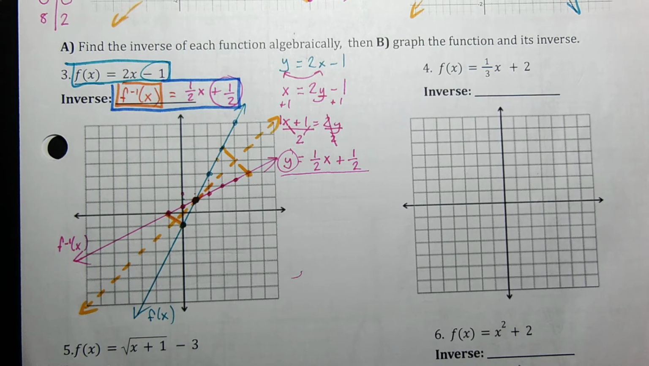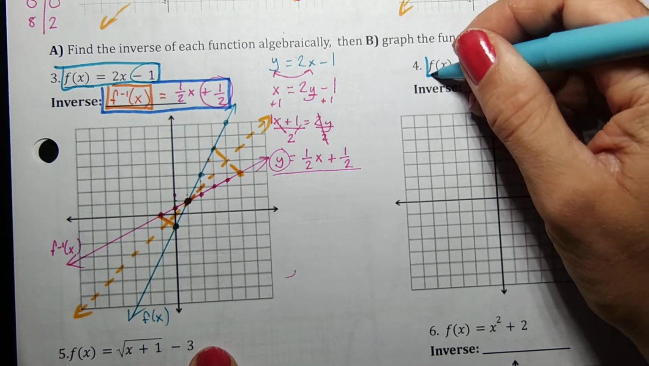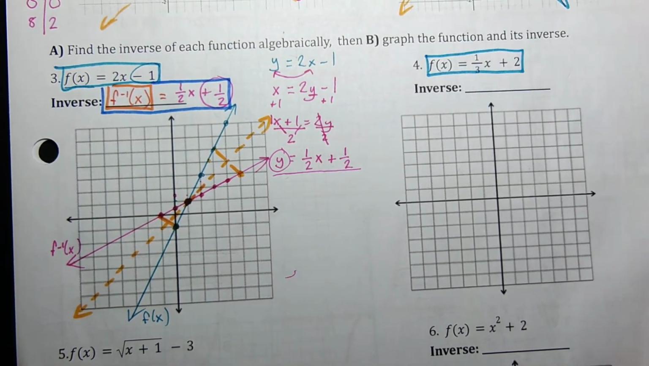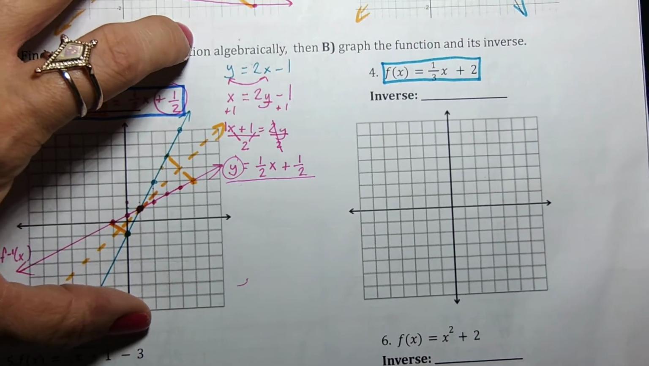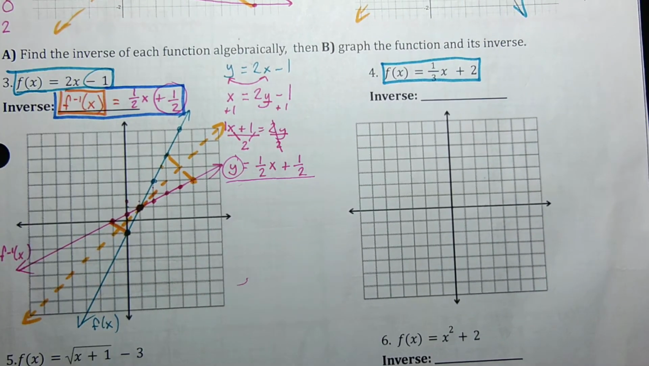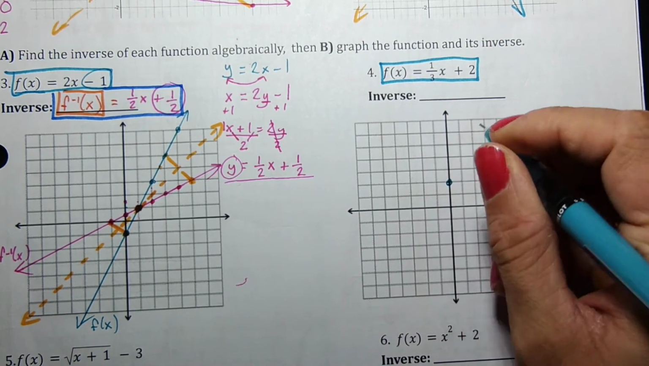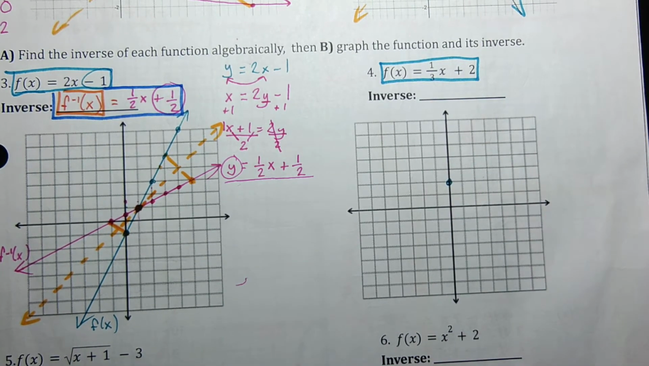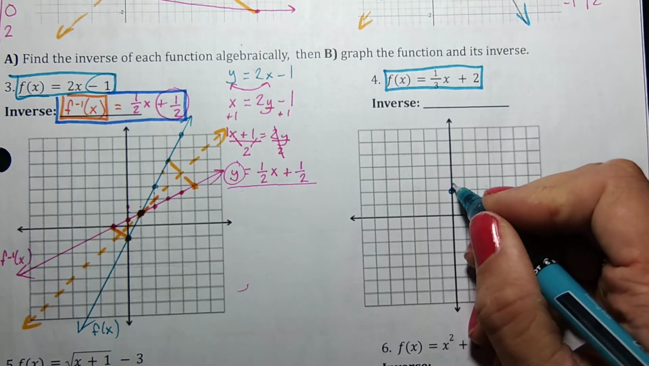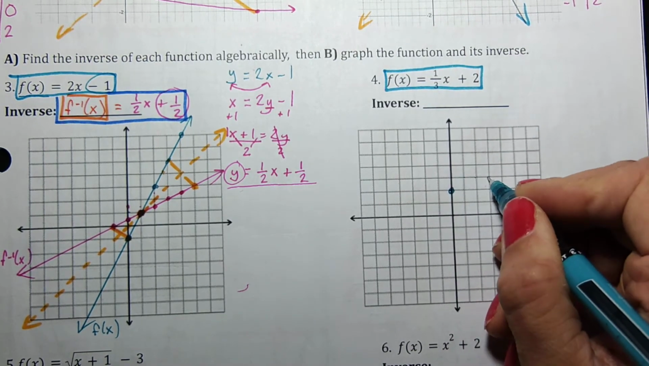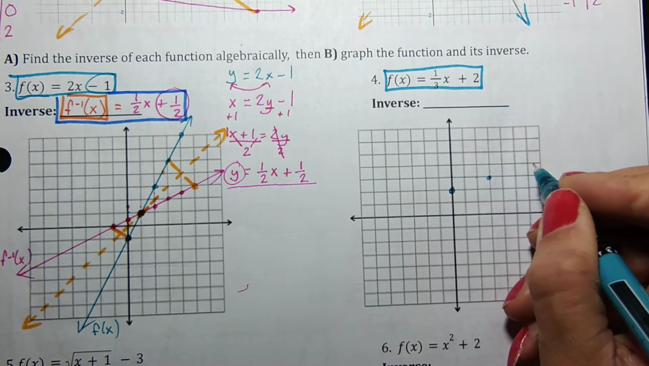So folks, what questions do we have so far? We're going to go ahead and jump into number 4 next. And what type of function is number 4? It's another line. Oh, hallelujah. So let's go ahead and just graph that line first. It has a y-intercept of 2, so it's going to hit the y-axis at 2. And my slope is 1/3. So rise 1, run 1, 2, 3. Rise 1, run 1, 2, 3.